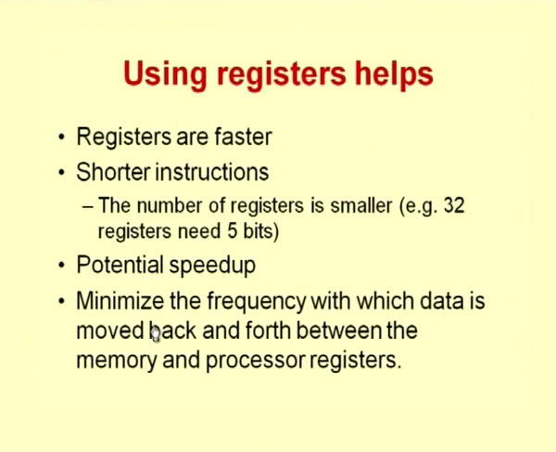And the fourth point is it minimizes the frequency with which data is moved back and forth between the memory and the processor registers, because if I have more registers, I can store the temporary values in the registers itself. We saw this in the single address instruction format, for instance. You have to every time move it back to the memory. We won't have to do it if we are doing it in the registers itself. So this is a general feel that we need to have, to understand how these different register formats help.